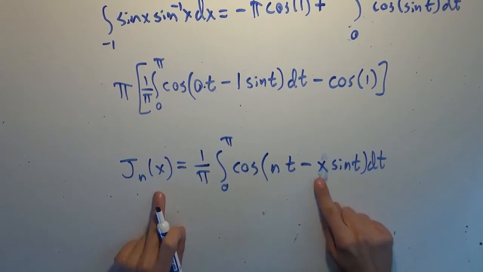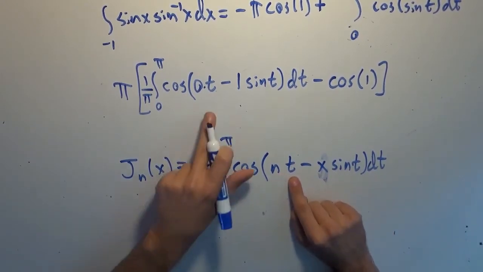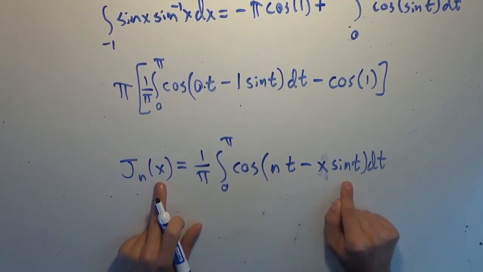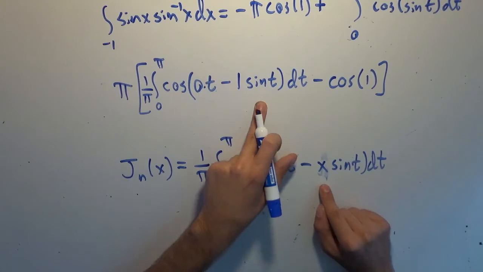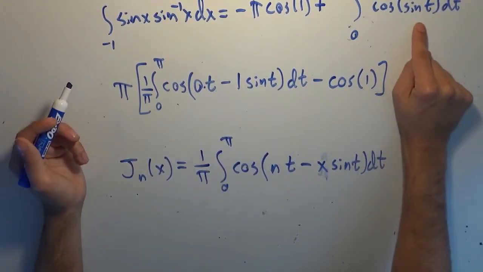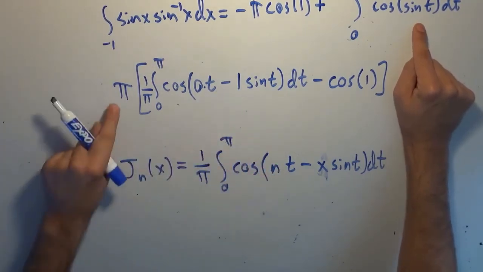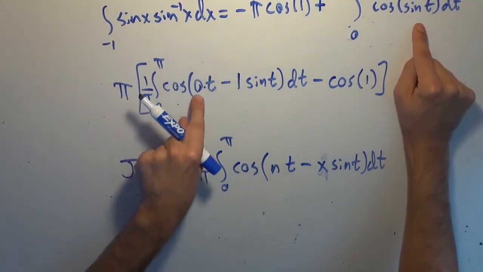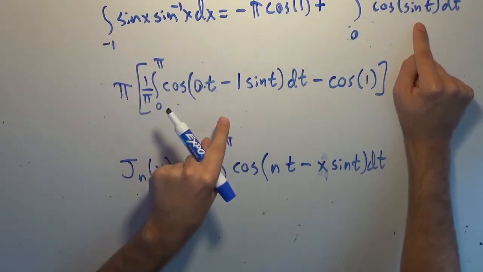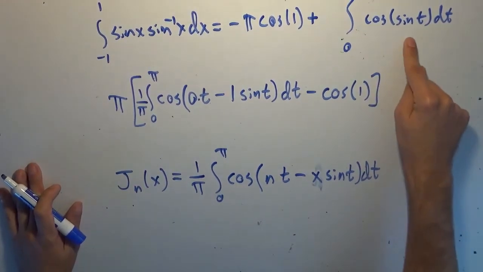So take notice, if I plug in 0 for the n, this is 0 times t, and that goes away. If I plug in 1 for x, I get negative 1 times the sine of t, or negative sine of t. And the cosine of negative sine of t is the same thing as the cosine of sine of t. So this is a perfectly valid representation. And so these will all go away. So if I multiply the pi in, these two cancel. 0 times t is 0. This is negative sine of t. Cosine of negative sine of t is the same thing as cosine of sine of t. So you get right back to this integral up here.